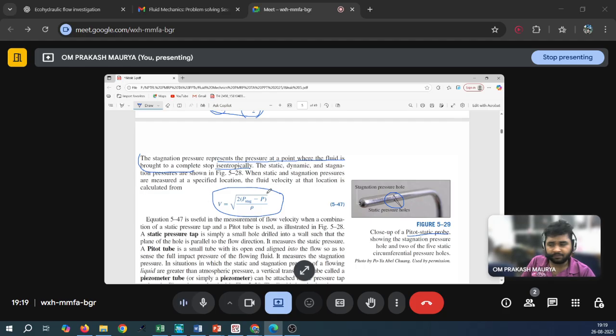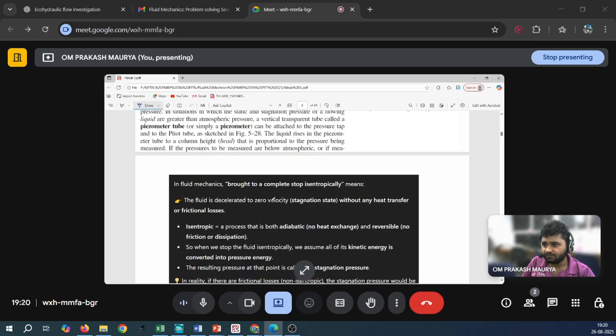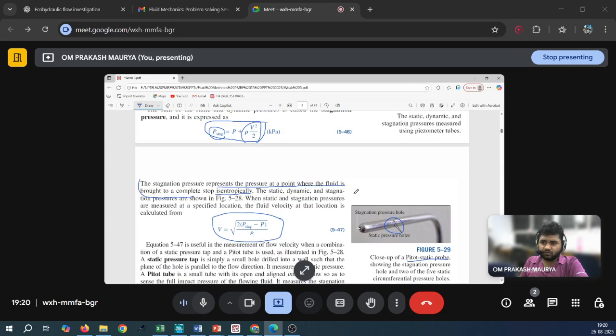Complete stop isentropically means, basically, in fluid dynamics or fluid mechanics, that there is no heat transfer or friction loss. As you can see here, no heat transfer or friction loss. This is the main concept behind isentropically.